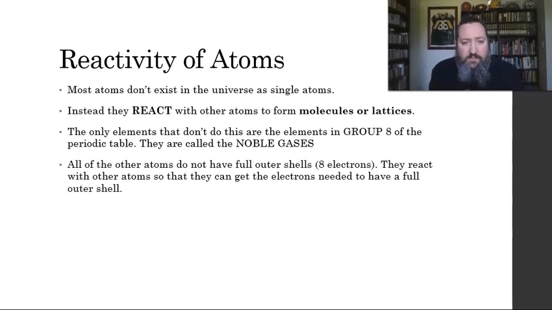All of the other atoms don't have a full outer shell. They don't have 8 electrons in their outer shell. And because of that, that's actually why they react. They attach onto other atoms so they can get a full shell of electrons. Those atoms in group 8, the noble gases, already have a full shell of 8 electrons. So they don't need to do any more reactions to be full.